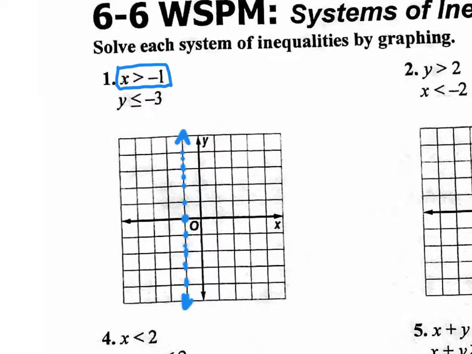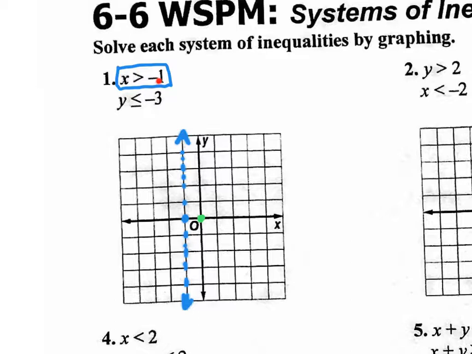Okay, and now we need to shade in either one side of the blue line or the other side of the blue line. And we do that by simply testing a point. The easiest point to test is 0, 0, right? Unless the line actually goes through it, then you don't want to test 0, 0. So anyhow, if you plug in 0 for x and a 0 for y on that first inequality, there is no y, so just plug in a 0 for x. What will it say? It'll say 0 is greater than -1.